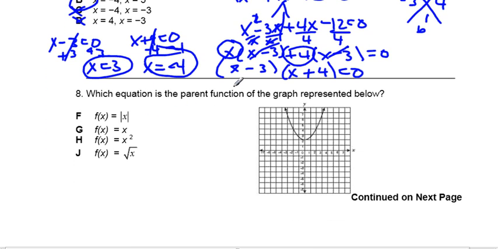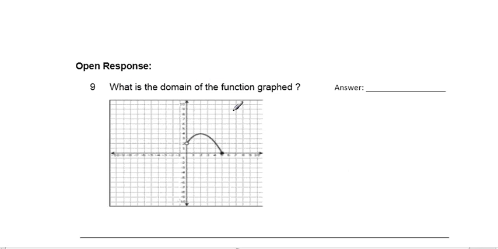Okay, which equation is the parent function of the graph represented below? If you had your interactive notebook, you should have just had to look up that this is the quadratic x squared function.